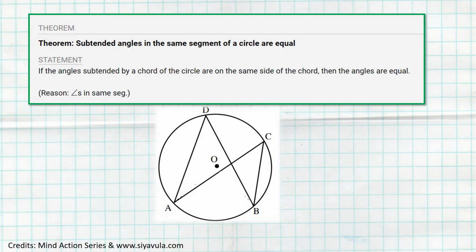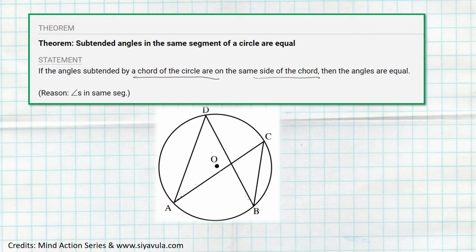Theorem number 4 states that the angles subtended by the same arc or chord in the same segment are equal. In other words, if you have the angles in the circumference that are subtended by the same arc, or rather the same chord, in the same segment, then those angles will be equal. As you can see in the statement here, the angles subtended by the chord of the circle are on the same side of the chord, that is, they are in the same segment.